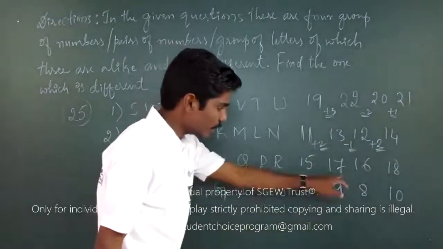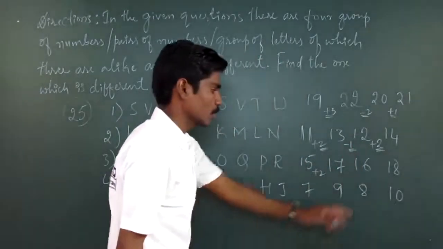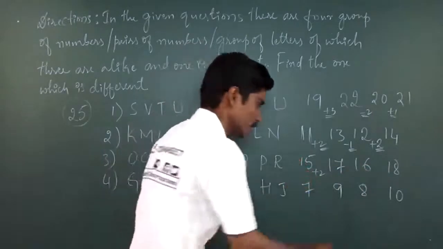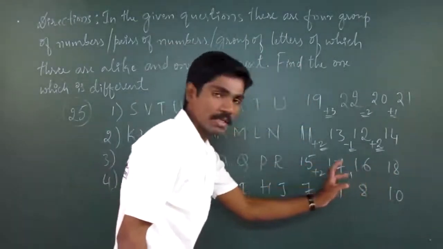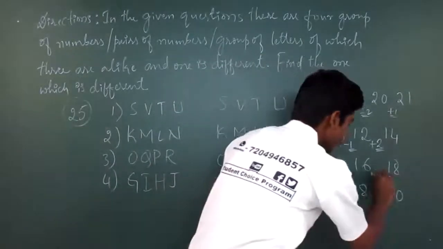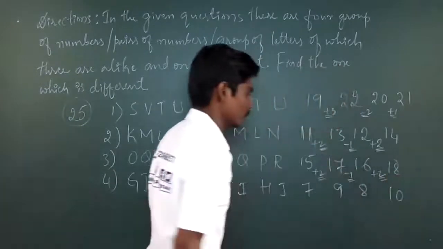Now how do I get 17 from 15? By adding 2. How do I get 16 from 17? By subtracting 1. How do I get 18 from 16? Absolutely, by adding 2. Once again here, plus 2, minus 1, plus 2.